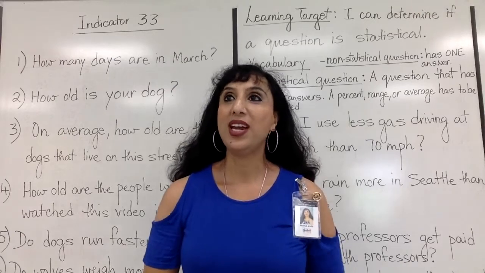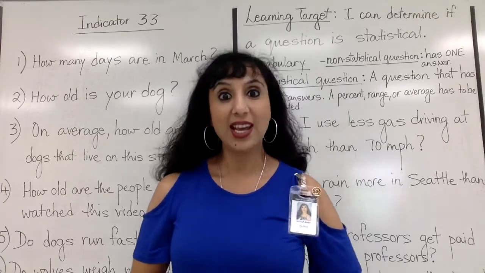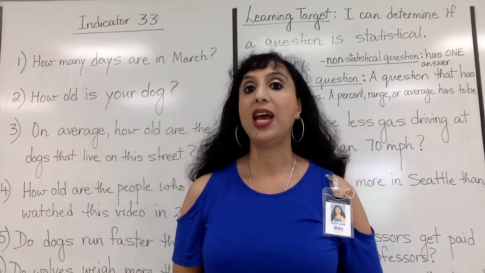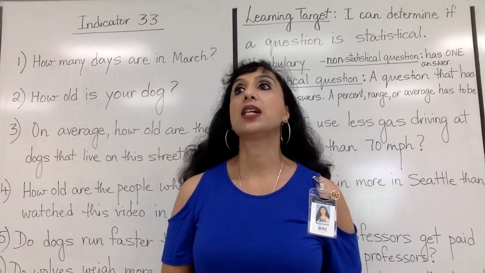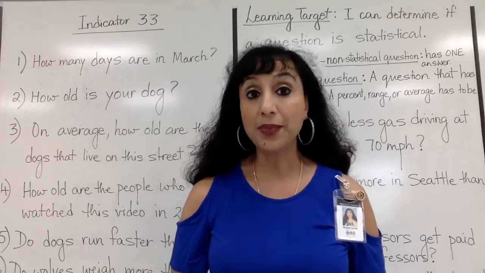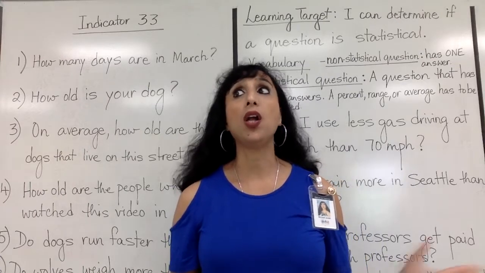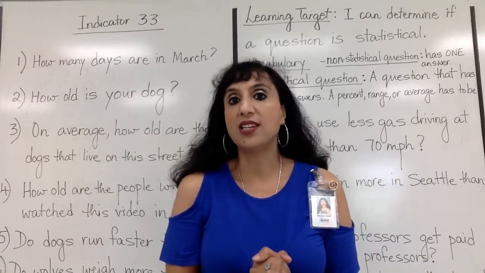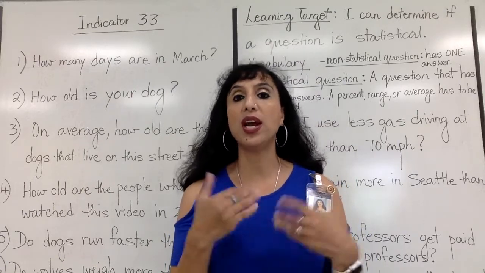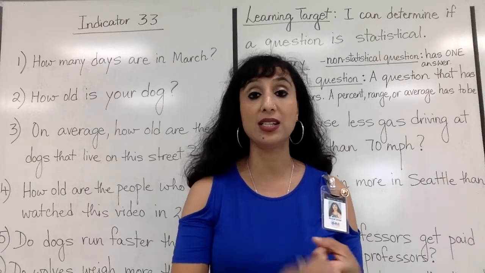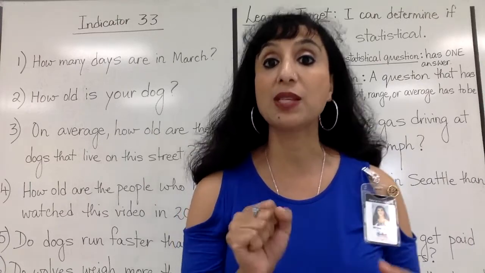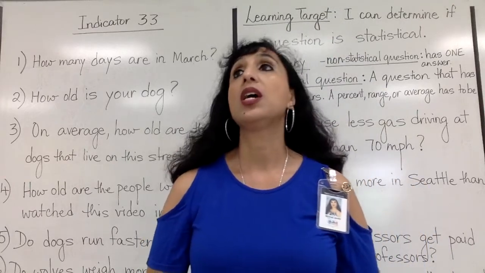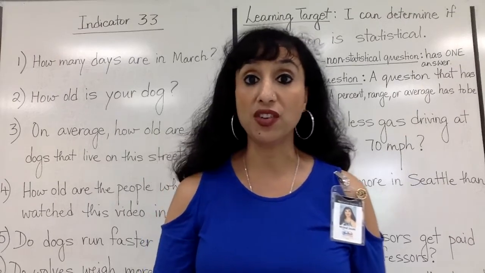Right, guys, we are now beginning Unit 10, and Unit 10 comprises two indicators, indicators 33 and 34. Indicator 33 is all about surveys and statistical and non-statistical questions. You are supposed to look at a question and know whether it is statistical or not, and be able to explain with reasoning. And indicator 34 is all about the measures of central tendency.